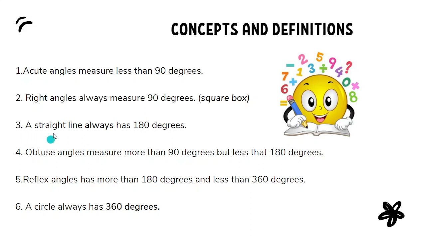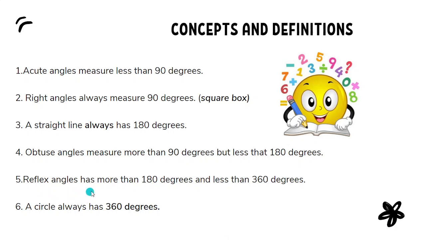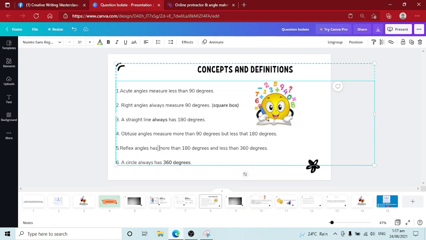Continuing, number three, a straight line always has 180 degrees. Perfect straight line, leveled off, always at 180 degrees. Number four, obtuse angles measure more than 90 degrees. So they are more than a right angle. Obtuse angles are more than a right angle, but are less than 180 degrees. Okay? Number five, reflex angles have more than 180 degrees and less than 360 degrees. Okay, so that would be your reflex angles.